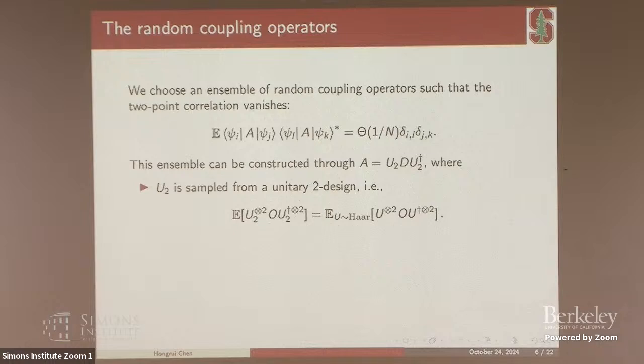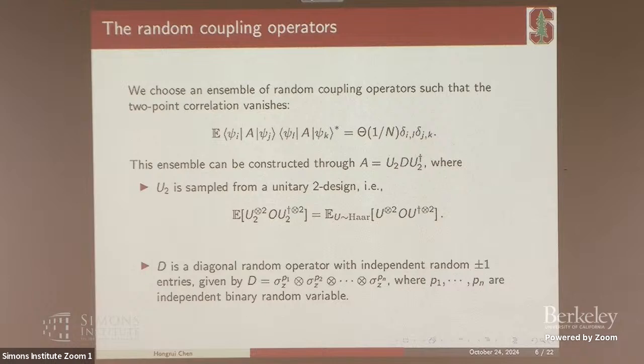Our construction will be based on the unitary design. So we write the random operator as UDU dagger. Here U is the unitary design. And in some recent work, it has been shown that the unitary design can be realized by a circuit with log depth, depending on the system size. So it's actually efficiently constructed on the quantum computer.